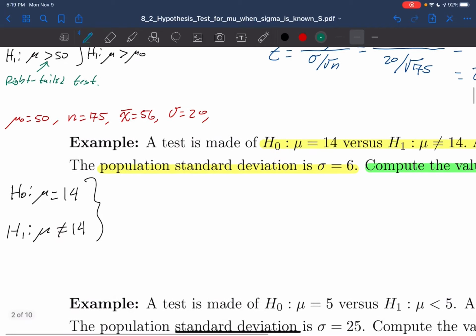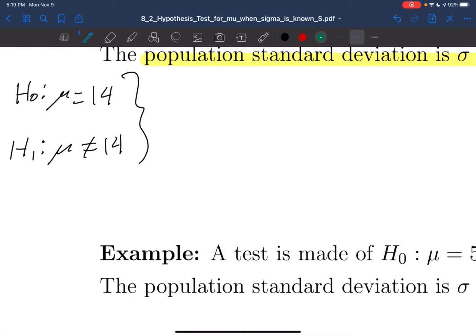Okay, so for here, since we're dealing with not equal to 14, what kind of test are we dealing with? A right tail test, a left tail test, or a two tail test? Well, since it's not equal to 14, we know that this is going to be a two tail test. Two tail test. Awesome.